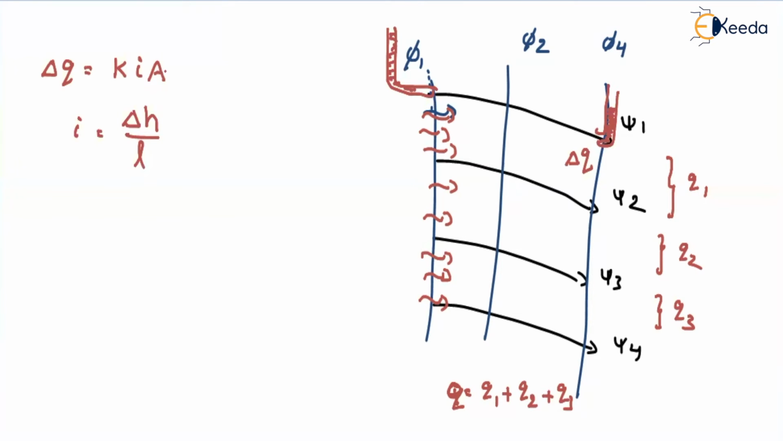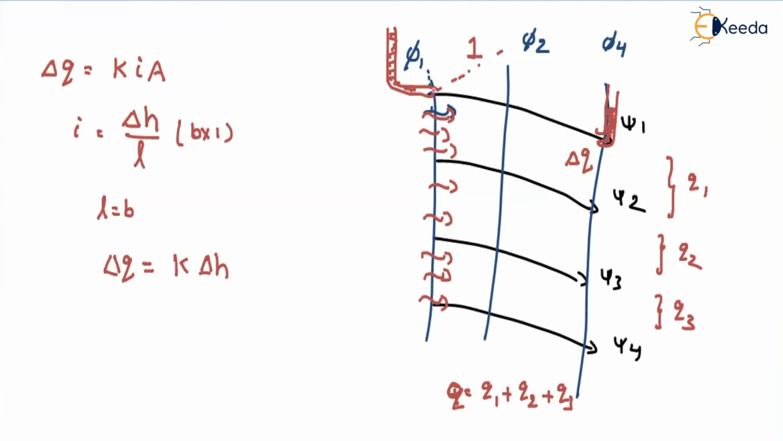Then what about the area A? Let us assume that we are considering unit width. Then the area we will write as B into 1. For an isotropic medium, as I am discussing, we'll consider that L equals B. Then what about the discharge between any two flow lines? That will be written as K into delta H, isn't it? So what is meant by delta H? Delta H is nothing but the loss of head between any two potential lines.